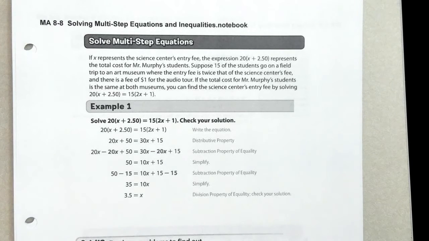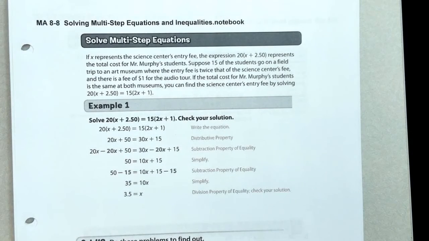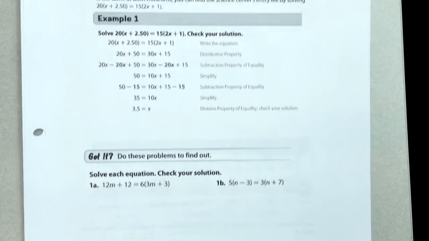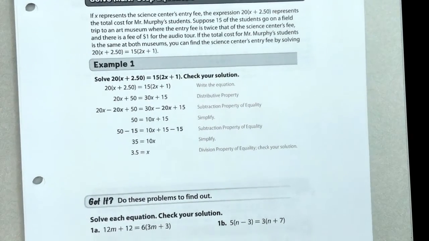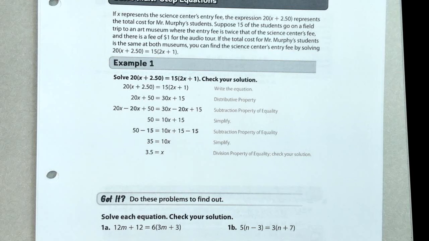Lesson 8 is talking about solving multi-step equations and inequalities. And just because these problems can take a while as you're going through them, for the most part, the examples we're not going to talk through. We'll just talk through the got it problems. So one thing you notice on example 1, though, is that there's distributive property on both sides.